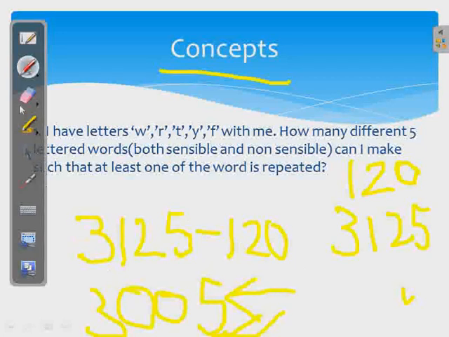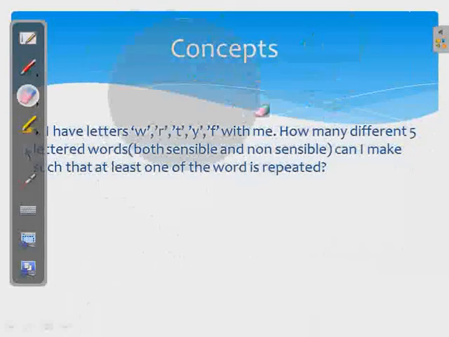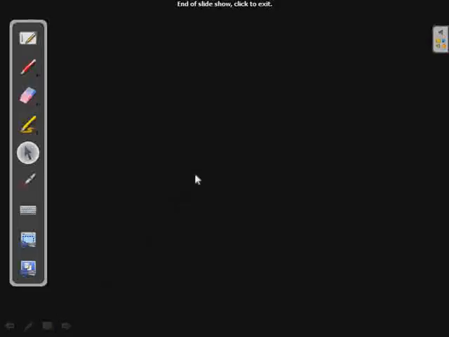It was same like the second one. So we did it, and I think it's over now. I think this is the last question. Okay, so end of slideshow.